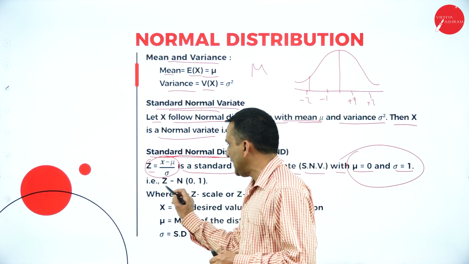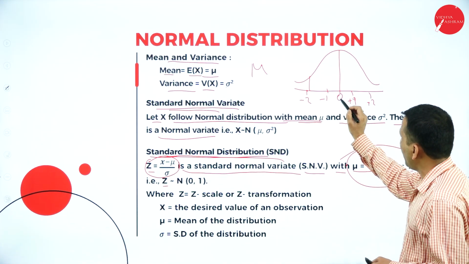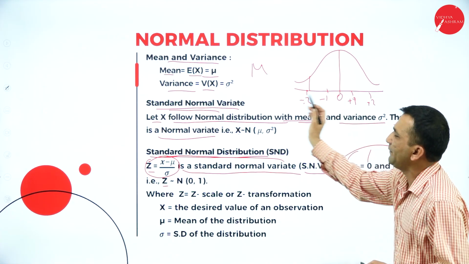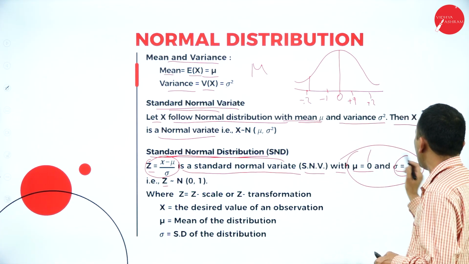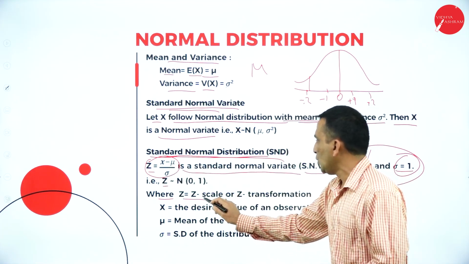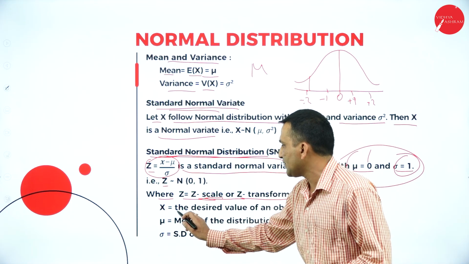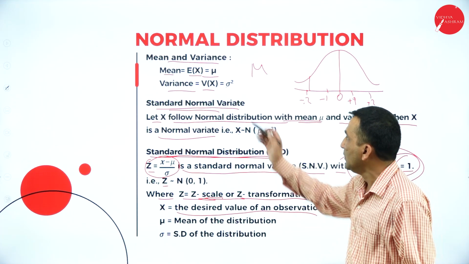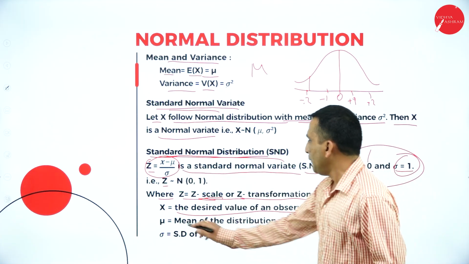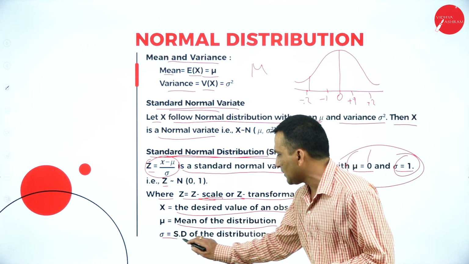So z follows a normal distribution N(0, 1), with mean 0, starting from 0, and on the left side a minus sign and on the right side a plus sign. The standard deviation is always 1 here. Z is the z-scale, or z-transformation, where x is the desired value of the observation. Using the x value we solve the problem, mu is the mean of the distribution or population mean, and sigma is the standard deviation of the distribution.